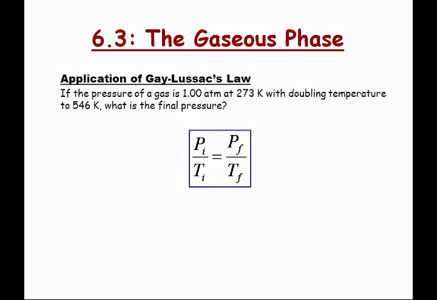So Tf is 546 Kelvin, times Pi, 1.00 atm, divided by 273 Kelvin, which is Ti. Notice Kelvin cancels there, and our units are going to be atm. All we have to do is take 546, multiply it by 1, and then divide it by 273, and then write it to the correct number of significant figures, which in this case would be 3: 2.00 atm. And then, if you're on a test, you want to box your answer.